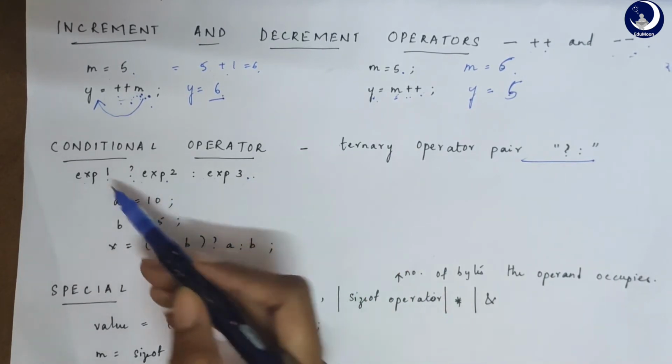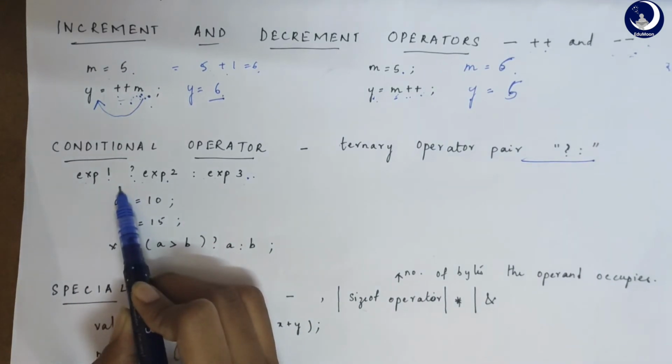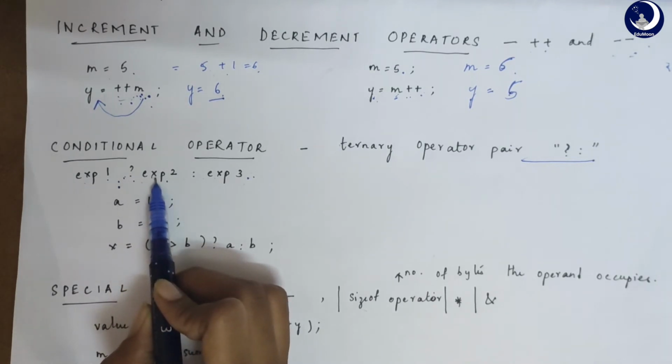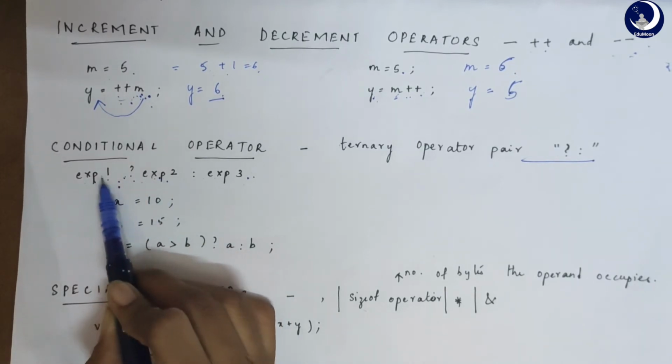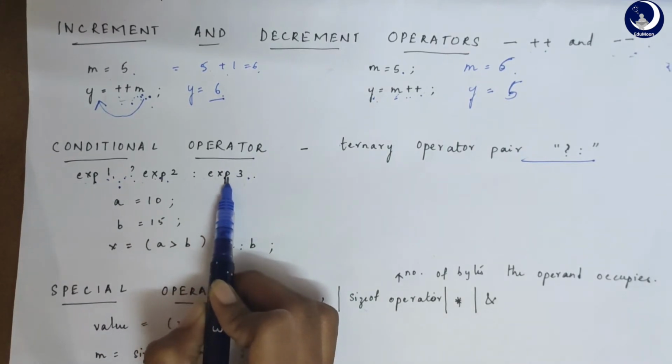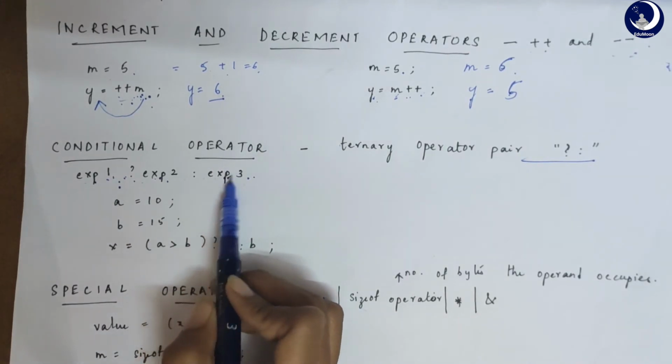Initially, expression 1 is evaluated first. If it is true, then expression 2 is evaluated second and becomes the value of the expression. If expression 1 is false, then expression 3 is evaluated and it becomes the value of the expression.